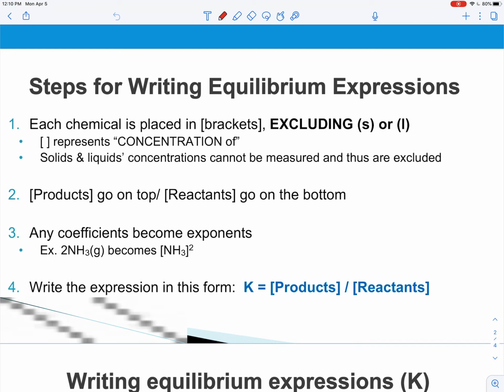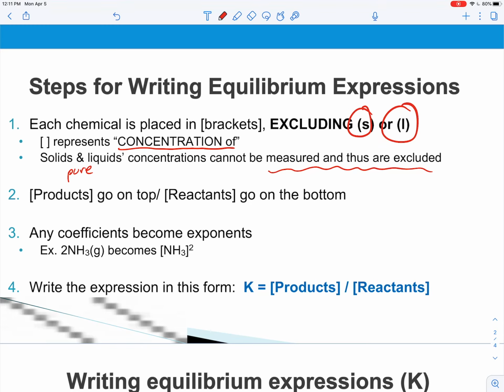Everyone, today we are going to be writing equilibrium expressions, okay? So steps for writing equilibrium expressions. 1, each chemical is placed in brackets. So we don't use solids or liquids in our equilibrium expressions because the brackets represent concentration, and because solids and liquids are pure substances, we can't figure out their concentration. Right?